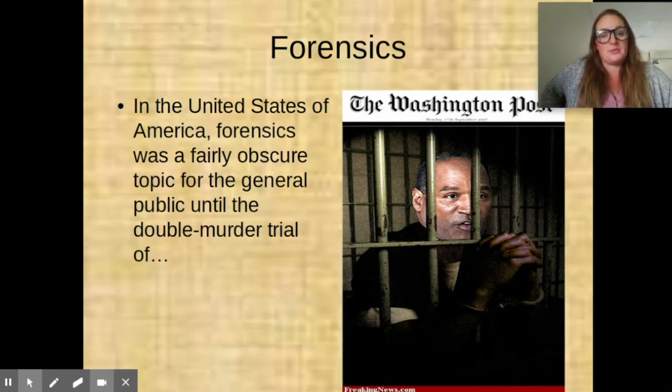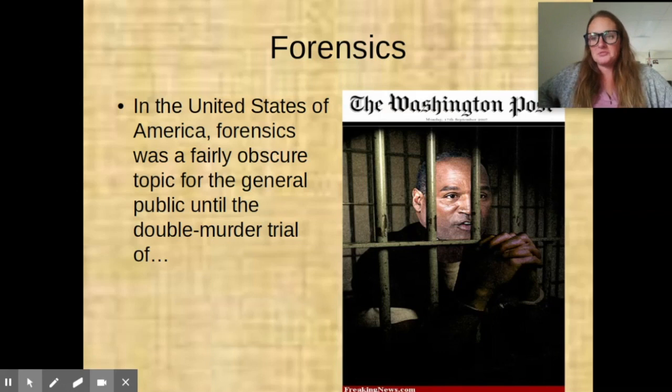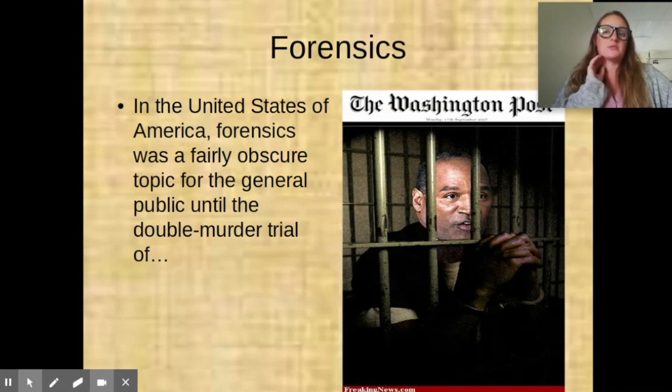I was young when this happened. Ex-wife and a friend of hers. So Nicole Brown Simpson was her name, and Ronald Goldman, I believe, is the other guy's name. I can't remember, but you could look that up. It's a fairly famous case in the mid-90s. I was in elementary school, so it was a long time ago. But in that case, there were a lot of different forensic techniques used, and that was one of the first times it was really widely used.